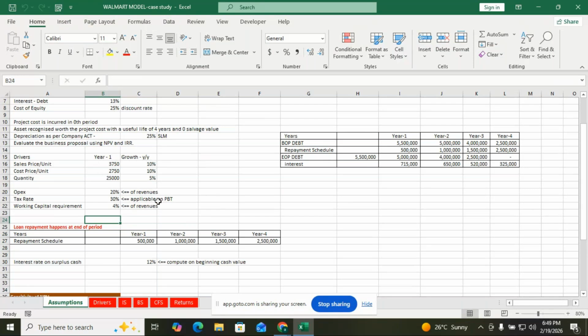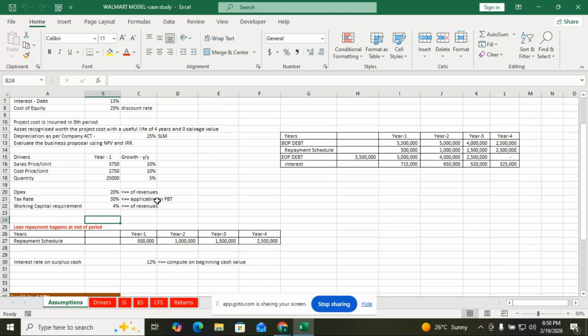Per unit, the selling price is 3,750, cost price is 2,750, quantity is 25,000. And every year, I've given you growth, see the corresponding column year by year. We have a growth of 10%. So every year the sales price increases by 10%, and the cost price also increases by 10%. And in the volume sold, the quantity sold, we have an increase of 5%.